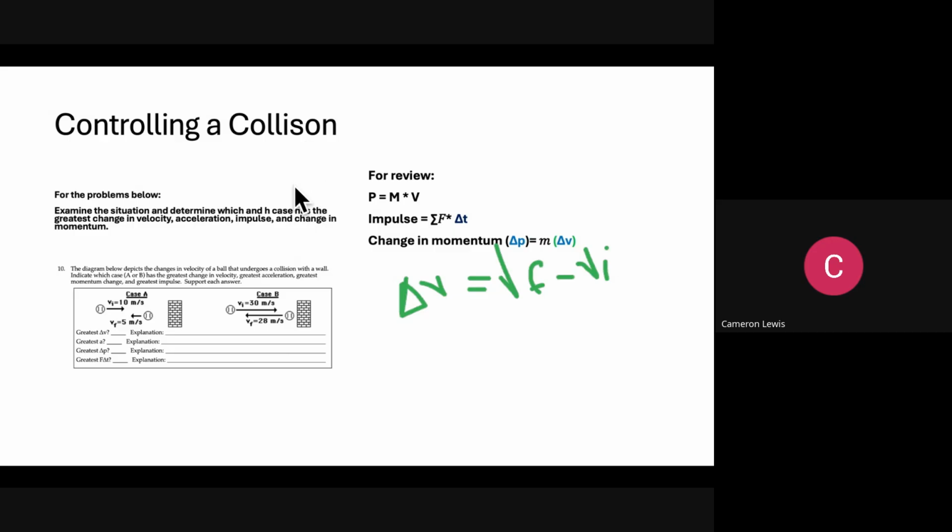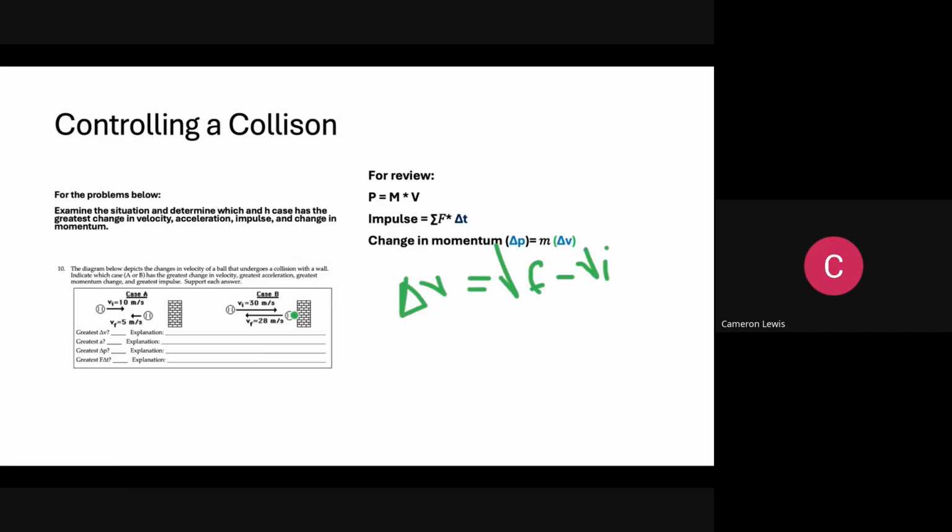Now with the next one, what would the final velocity be? 28, so it'll be 28 minus 30. So it'll be negative 2. Hold on real quick. Good thing I caught myself.